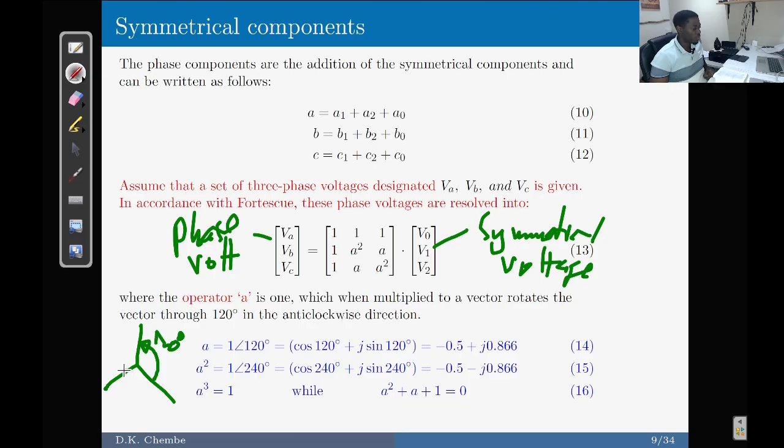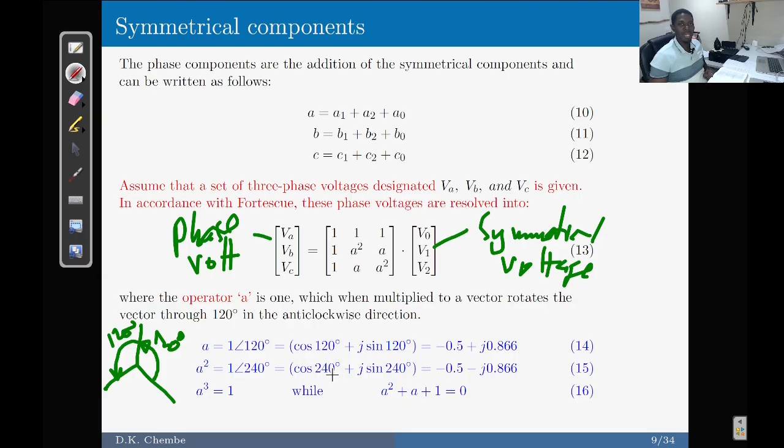And then if we square this, we continue moving up to here, we add another 120, which becomes 240 degrees. Now we are squaring the A operator, which becomes A squared. That A squared component is equal to 1 at angle 240 degrees, which is us moving from the reference phasor 240 degrees to that other phasor.